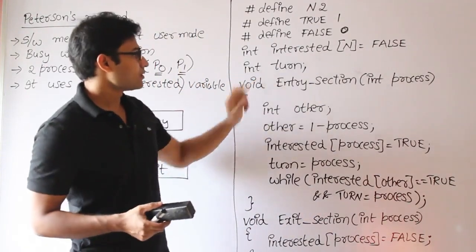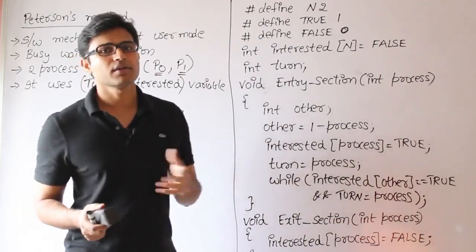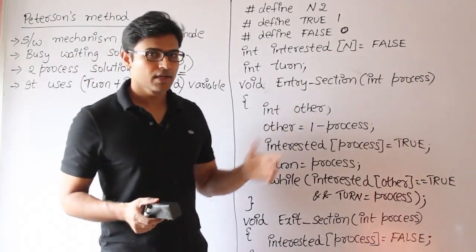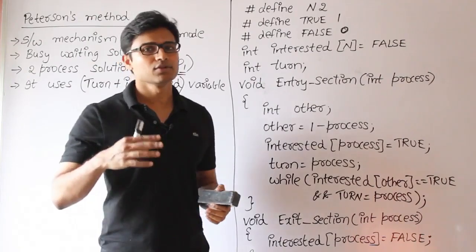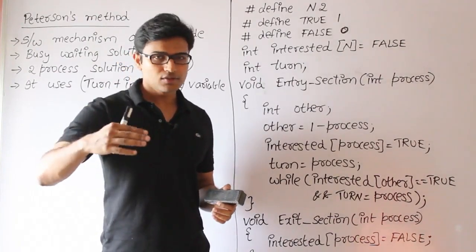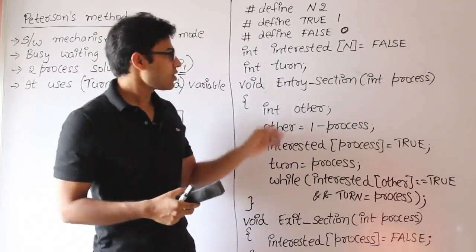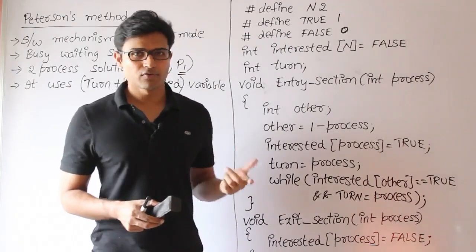And then int turn. Turn is not set, turn is a random number here. I mean initially it is not initialized. Turn means whose turn it is to enter the critical section. We are not going to define it at all. We are going to leave it free.